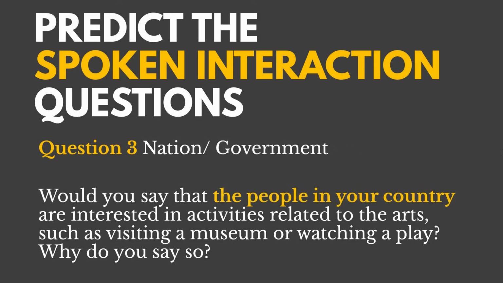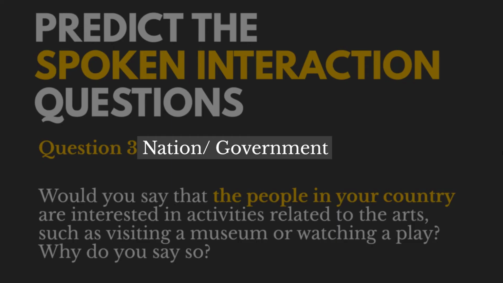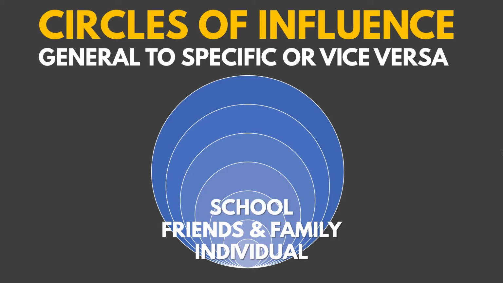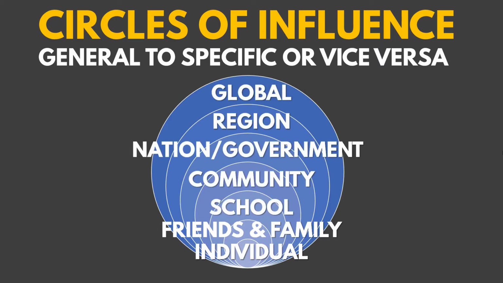In this case, using the words the people in your country, the ethnic circle that is surrounding them, we're talking about a community, and the circle after that is targeting the nation or perhaps the government, which is usually targeting the nation aspects. One way to look at this is circles of influence, where we talk about general all the way to specific or vice versa. So something specific is individual, we move on to friends and families, school, community, nation, government, region, last but not least, global. So all these are ways to facilitate your prediction and your planning process. So this concept of circles of influence is actually quite important, so please make sure that you learn this.